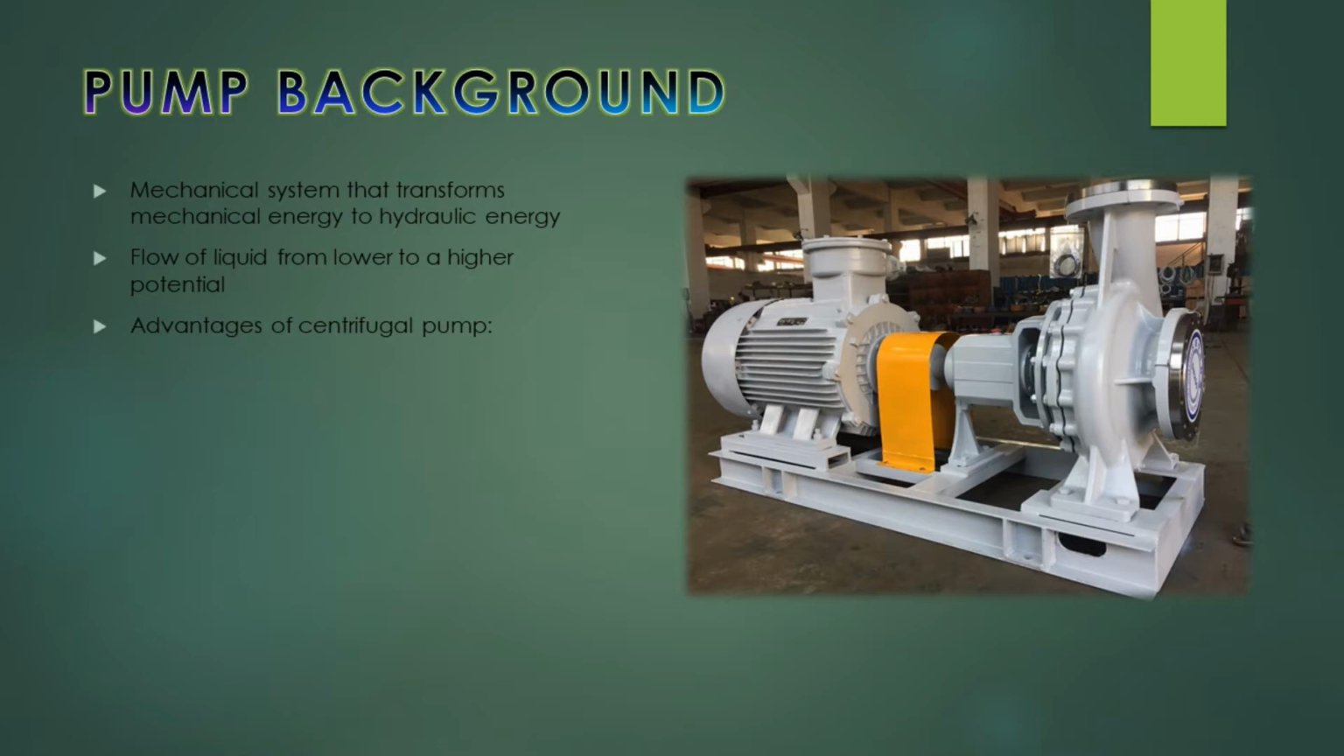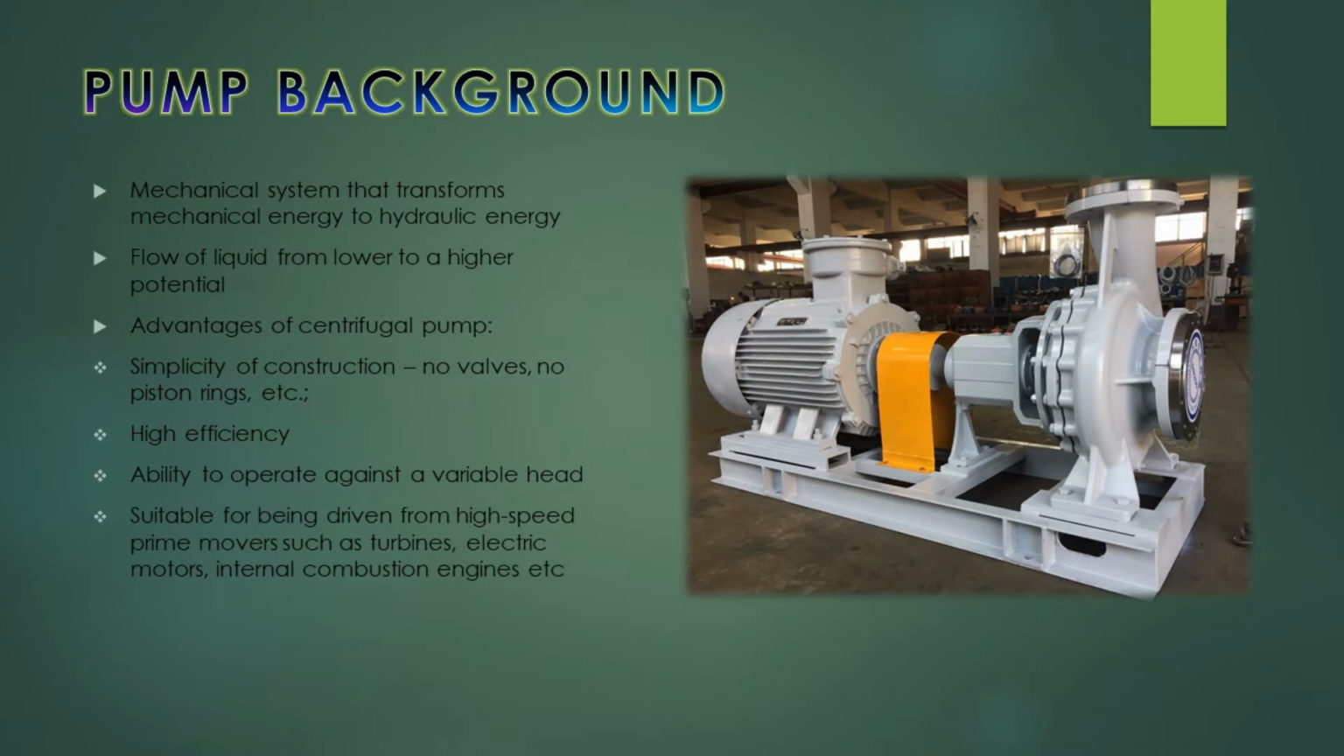Centrifugal pumps are often found in water and wastewater facilities, but understanding how they function and how to plan them is important. Here are some of the advantages of this pump type. First is simplicity of construction, such as no valves, no piston rings, and high efficiency. Next is the ability to operate against a variable head, suitable for being driven from high-speed prime movers such as turbines, electric motors, internal combustion engines, and so on. And lastly is continuous discharge.